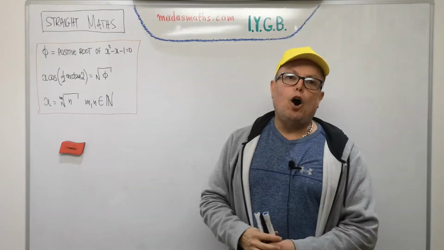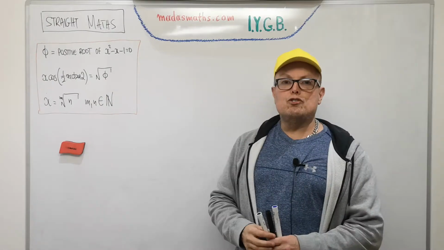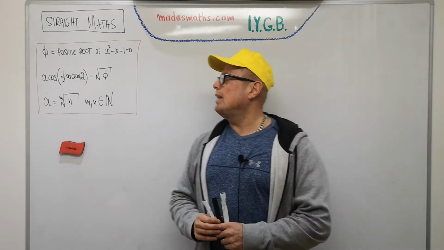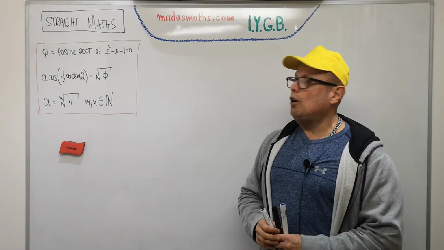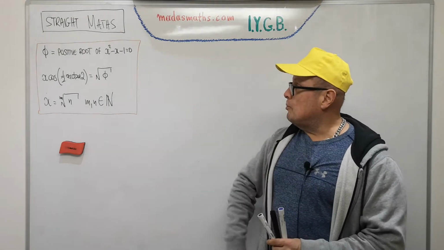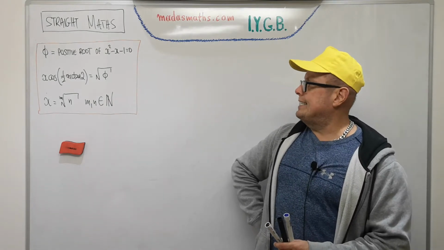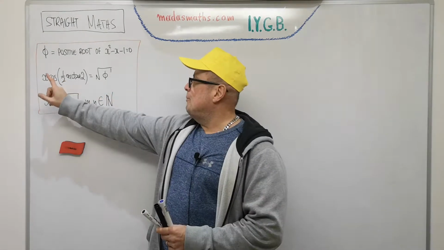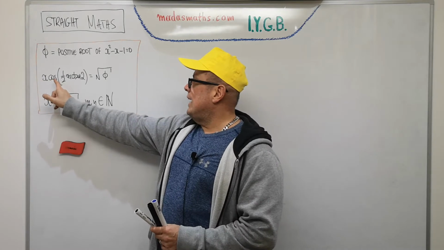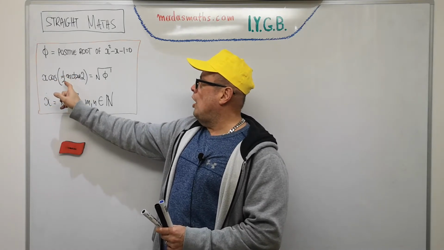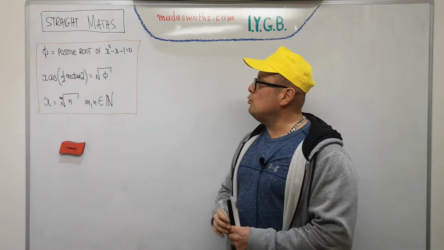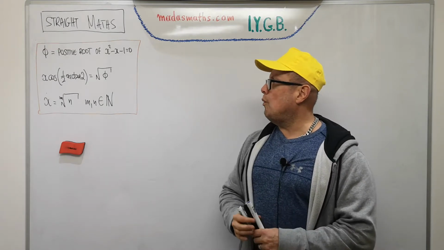It's coming from the Hall and Knight book on trigonometry, a very old textbook, well over 100 years old, that I possess. And this is what it says. We have this equation here: x times the cos of half arctan of 2 is equal to the square root of phi. This is an equation for x.